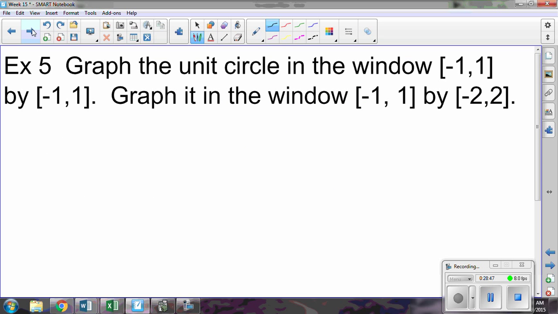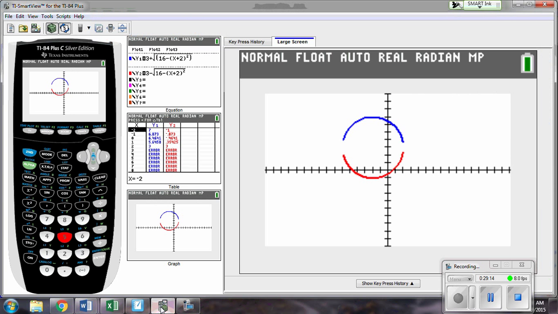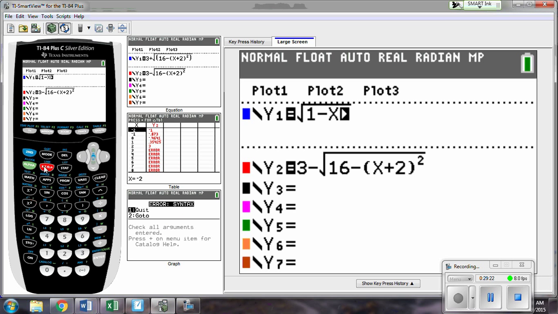Graph the unit circle in the window. Okay. Well, we know the unit circle had this equation, which means we can rewrite it: y squared equals 1 minus x squared. So y is equal to the positive or negative square root of 1 minus x squared. Here are the two equations that we will need to plug in. So we'll come back to our equation. The positive square root of 1 minus x squared.